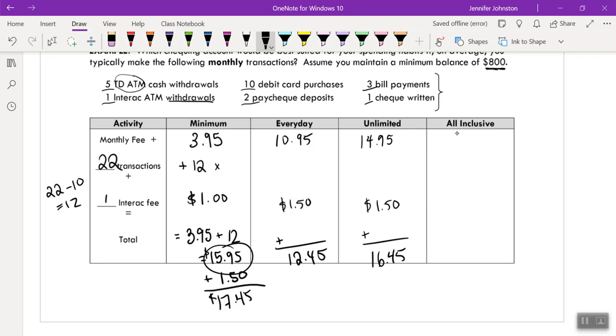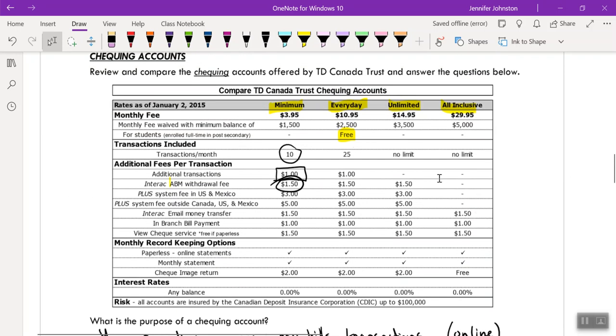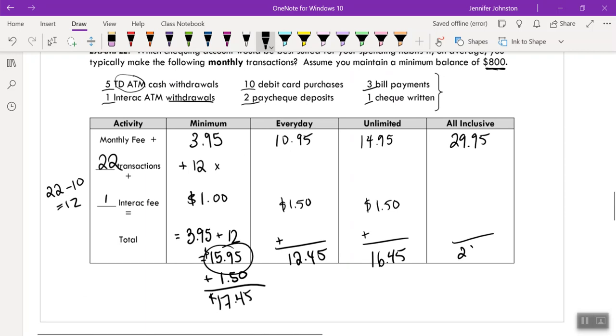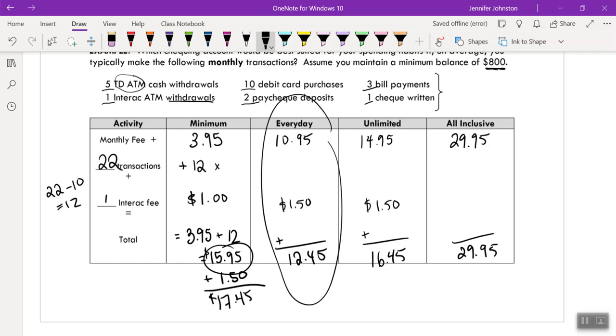And then the all-inclusive. The all-inclusive was $29.95, and here we don't have to pay anything for those fees, so it's just going to be $29.95. So which one is the best option? Oh, looks like our everyday, the student fee. The everyday option would be our best option.